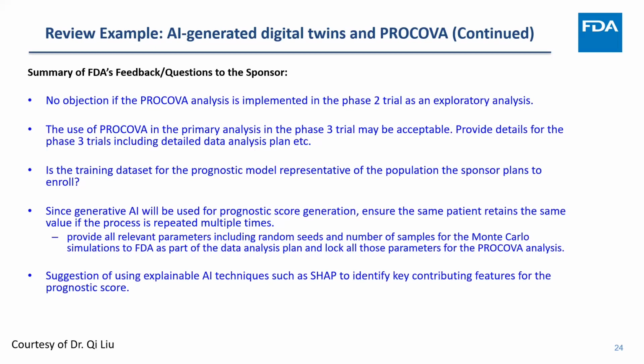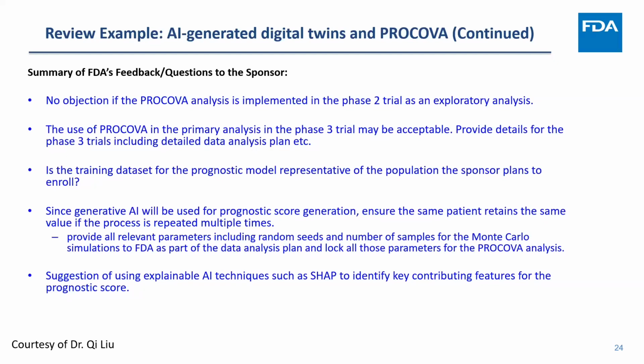You see, these are the comments we gave. I think the most important is the second one: the use of Percova in the primary analysis in the phase 3 trial may be acceptable. That means the model risk is low, because we don't think this will inflate type 1 error. If the algorithm inflates type 2, it's a sponsor risk.